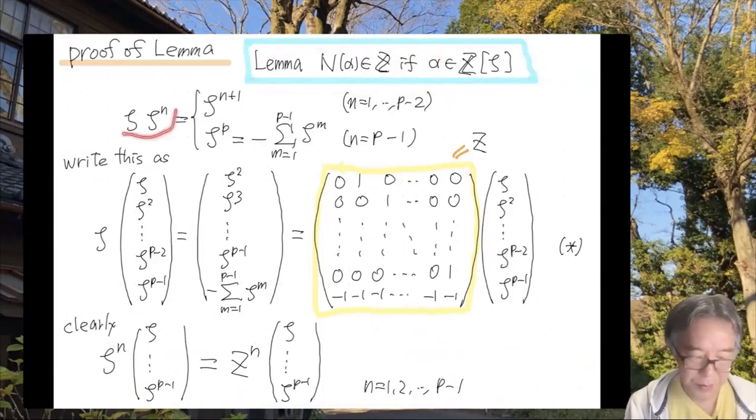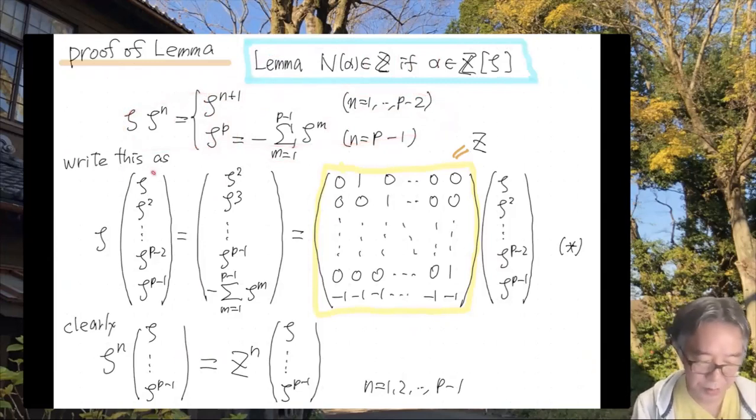Let me start from a simple observation. Consider theta times theta to the n. It's, of course, theta to the power n plus 1. But when n is p minus 1, this is theta to the pth. Because this is a pth root of unity, this can also be written in this way. So write this innocent relation in the vector form like this. You have this vector of theta to theta to the p minus 1, and you multiply by theta. Of course, the result is this.